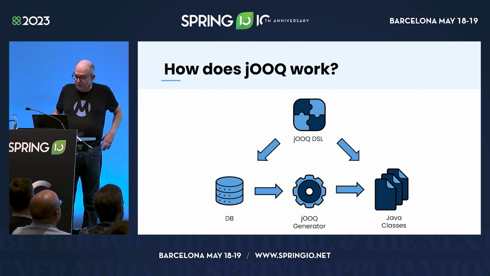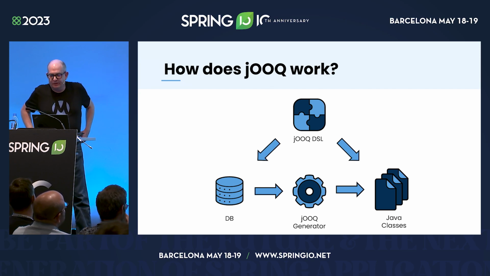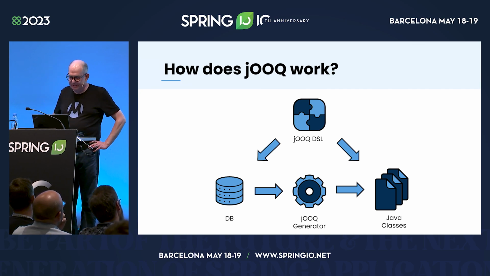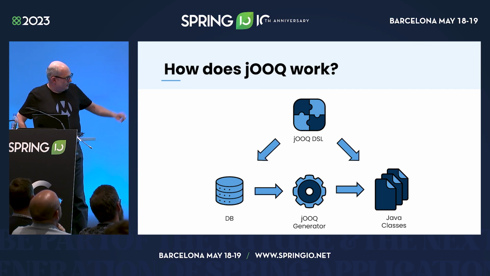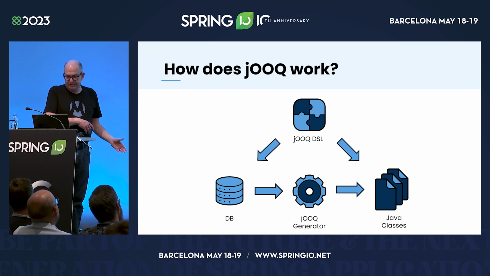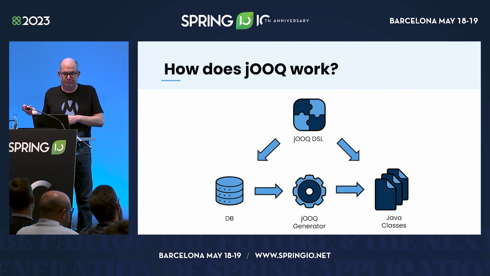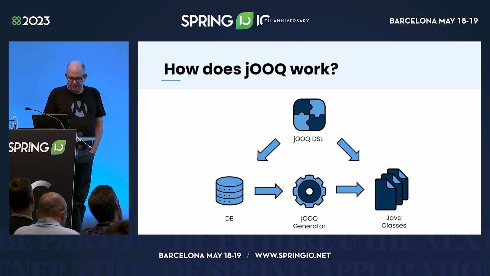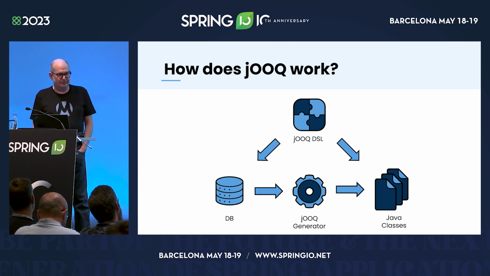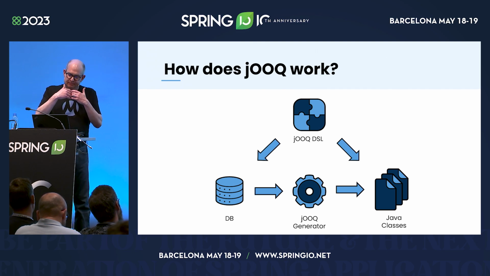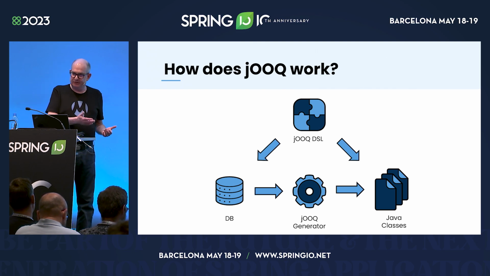So how does jOOQ work? jOOQ has two parts. First of all, it has the DSL I was already talking about, and we will see that. And on the lower part of the picture, you see a jOOQ generator, and that's the generator that takes the database and generates Java classes. You can have multiple different jOOQ generators. You can have a DDL generator. That means you can use your Flyway or Liquibase scripts and generate the model for jOOQ from the SQL scripts.